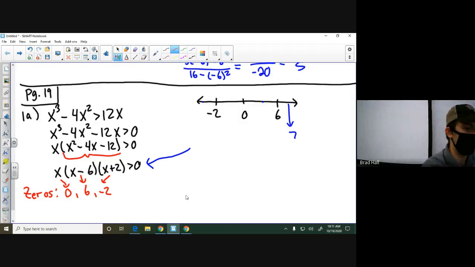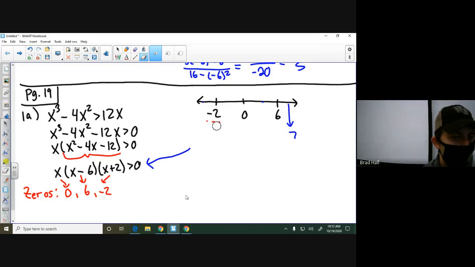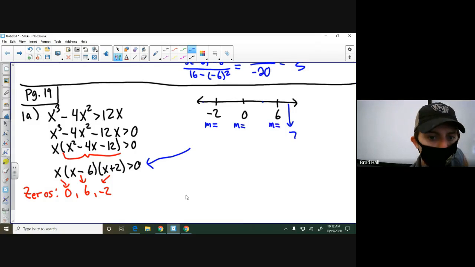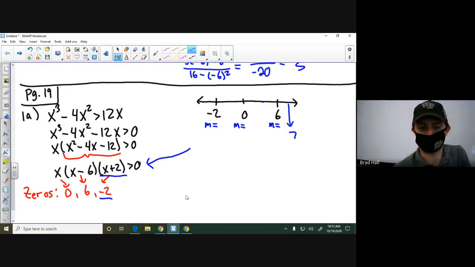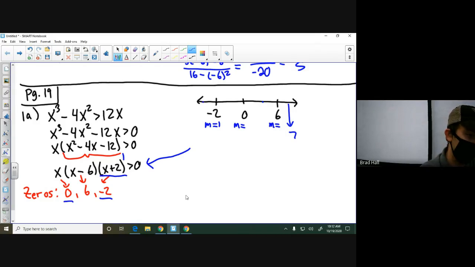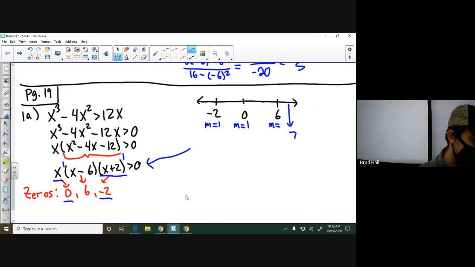But the multiplicity method, we need to find the multiplicity of each one of these numbers. So I'm going to put underneath each one of these numbers, m is equal, m, of course, being multiplicity. So the multiplicity of, say, -2, well, -2 comes from this factor. What's the exponent of that factor? It's 1. And then for 0, 0 comes from this factor. And what's the exponent of that factor? It's just 1. And then 6 comes from this middle factor here. The exponent of it is 1.